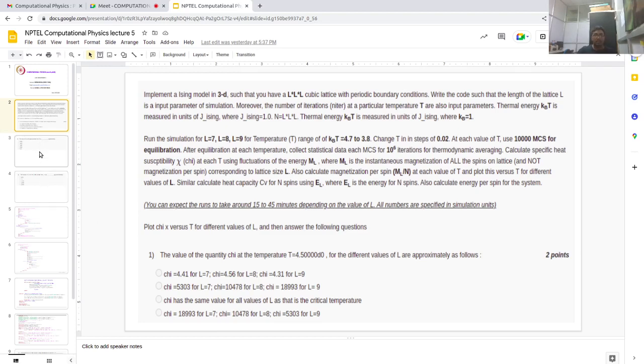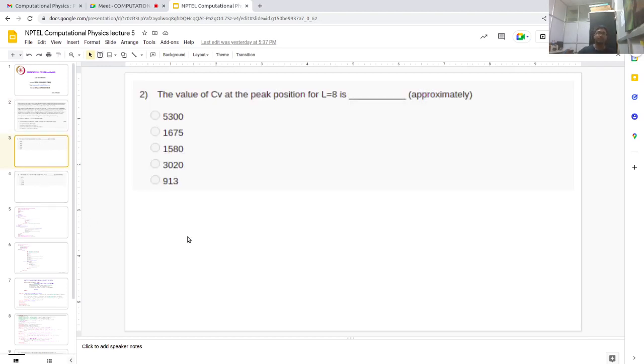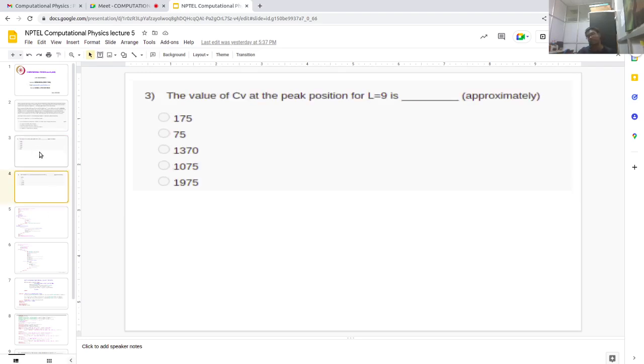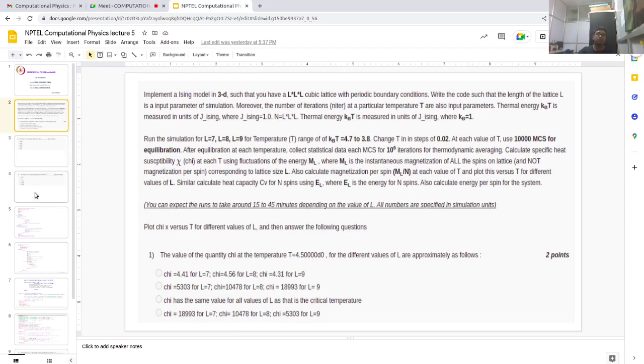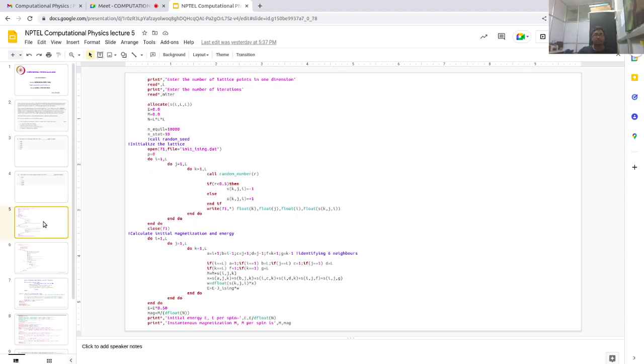So the second question was the value of CV at the peak position for a particular value of L, let's say 8, and the third question is for L equals 9. So we have three questions which we are going to discuss today. Soumitra has already submitted the assignment, but since Gaffer is here, I will again tell how to do the things here. Okay, so just give me a few minutes.